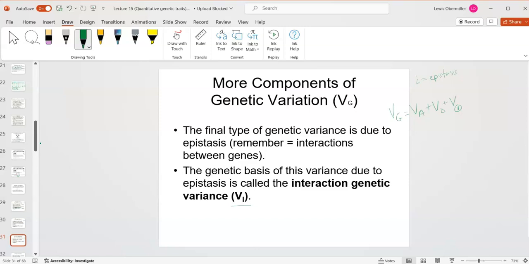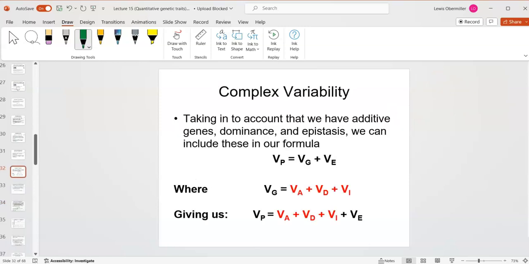Remember, I is what, this is dumb, but you could call this EP if you want. I don't really care as long as you come up with the right answers. But geneticists use I for epistatic variance. All right, so this is just what we drew out, right? So we have the phenotypic variance, the genetic variance, and the environmental variance. So here's the genetic variance. We can put all this into this category, and this is our end equation.